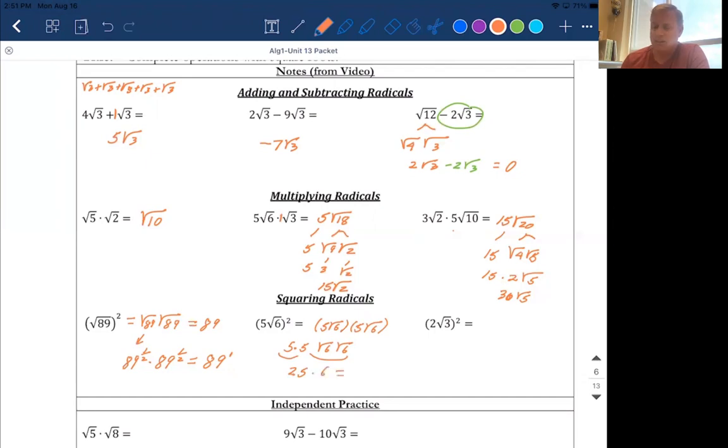Now, if I think about this, 6 quarters is $1.50, meaning our final answer is 150.